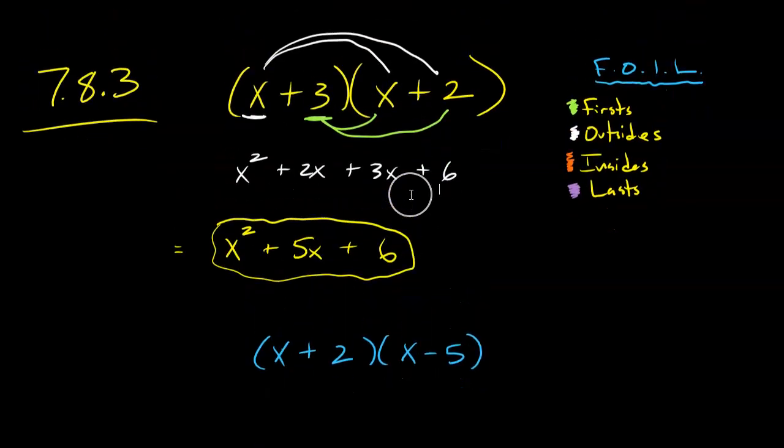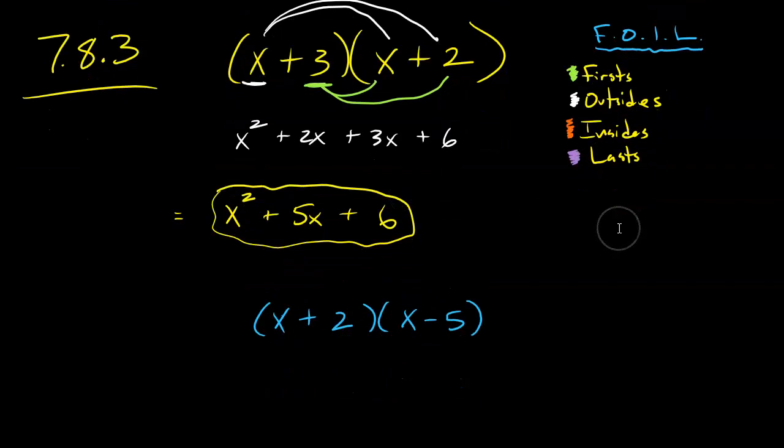Why don't you guys try this one in blue? See if you can figure out the answer for the one in blue. And you can either use the FOIL method or distribution.